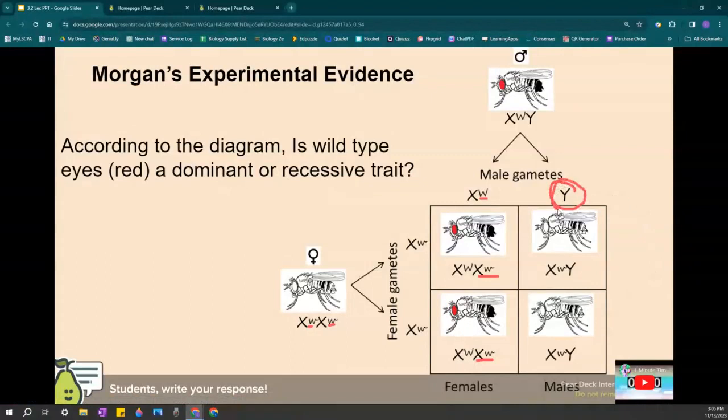However, all of the male offspring, they are not inheriting an X from the father. They are only inheriting the Y from the father. So they can only express the mutant trait because that's the only trait that they got from the mother. So all of the males are going to express the mutant type, or the white eyes.